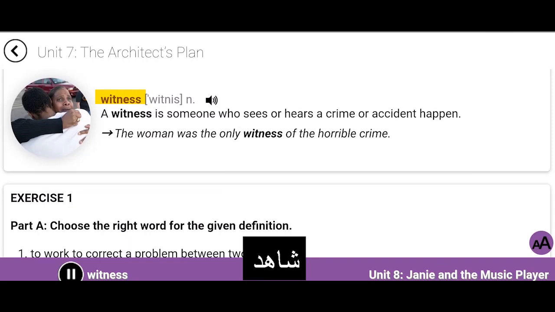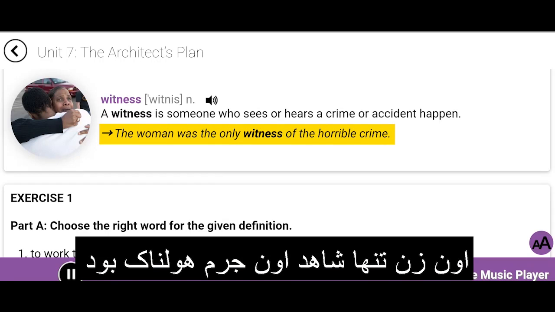Witness. A witness is someone who sees or hears a crime or accident happen. The woman was the only witness of the horrible crime.